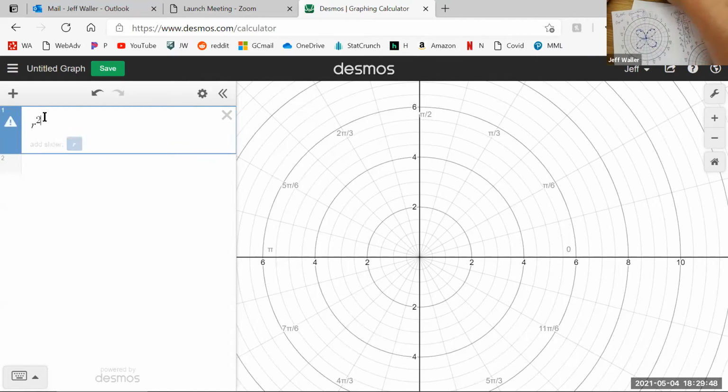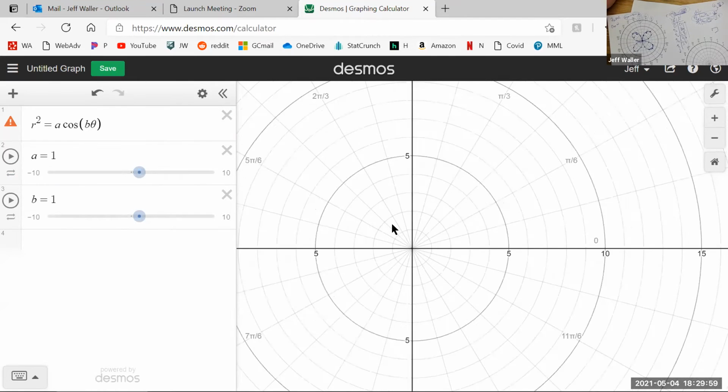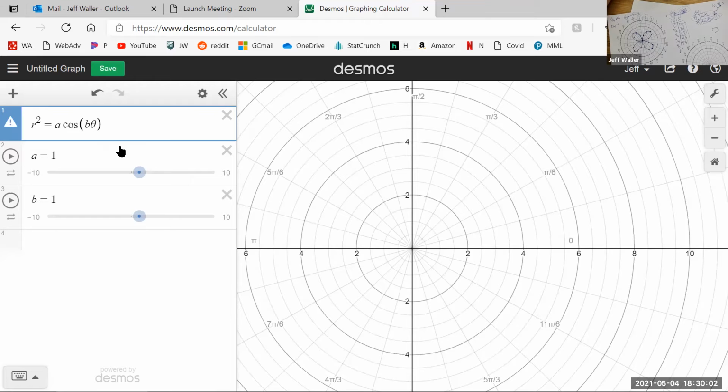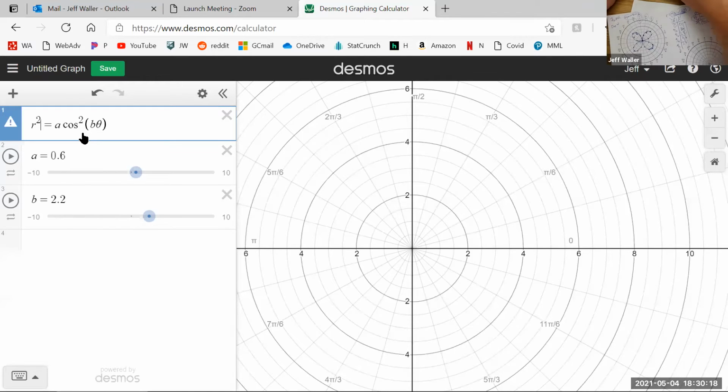Let me see, what's another good one? I can even do r squared equals a cosine b theta. Just throw something in there and make a slider. Why aren't you... I see, because I should make this squared also. Let's see if it likes that better. What am I doing wrong? It doesn't like the r squared? That's too bad, so you can't do that. Does it like that better? Still doesn't like that.